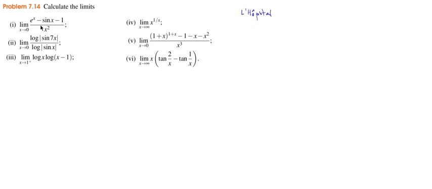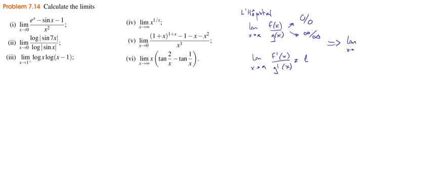says that if the limit when x goes to a of f divided by g is either 0 divided by 0 or infinity divided by infinity, so these two are indeterminations, and we know that the limit of the derivative of f divided by the derivative of g is L, then the limit when x goes to a of f divided by g is the same L, right?